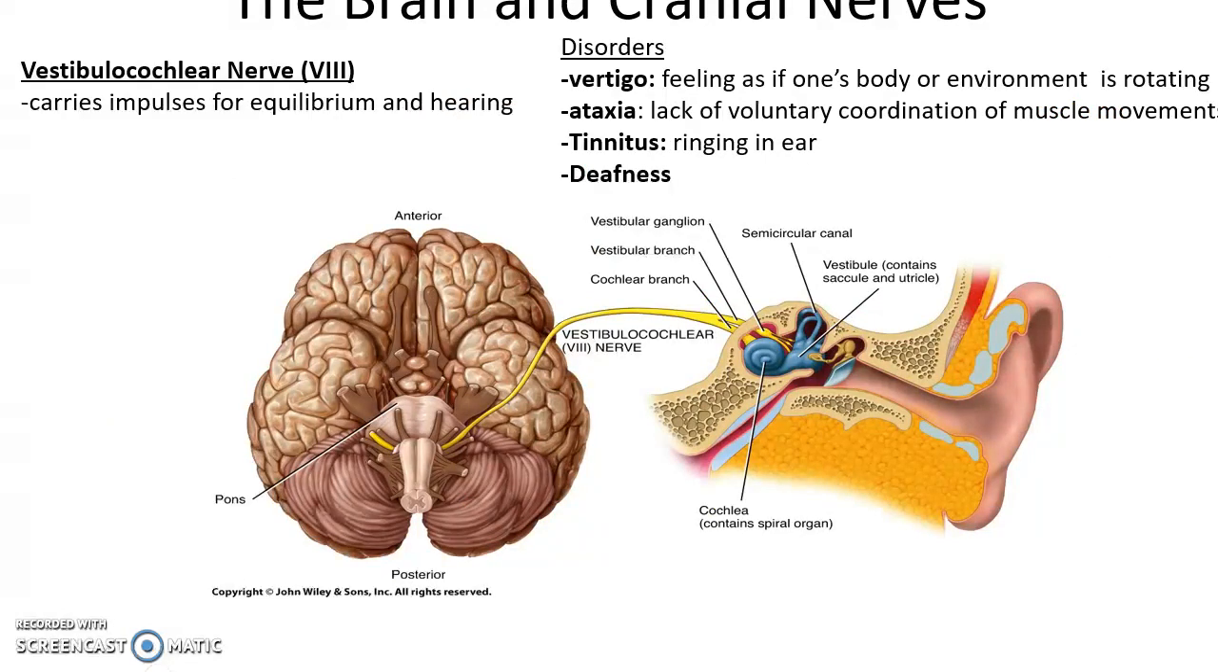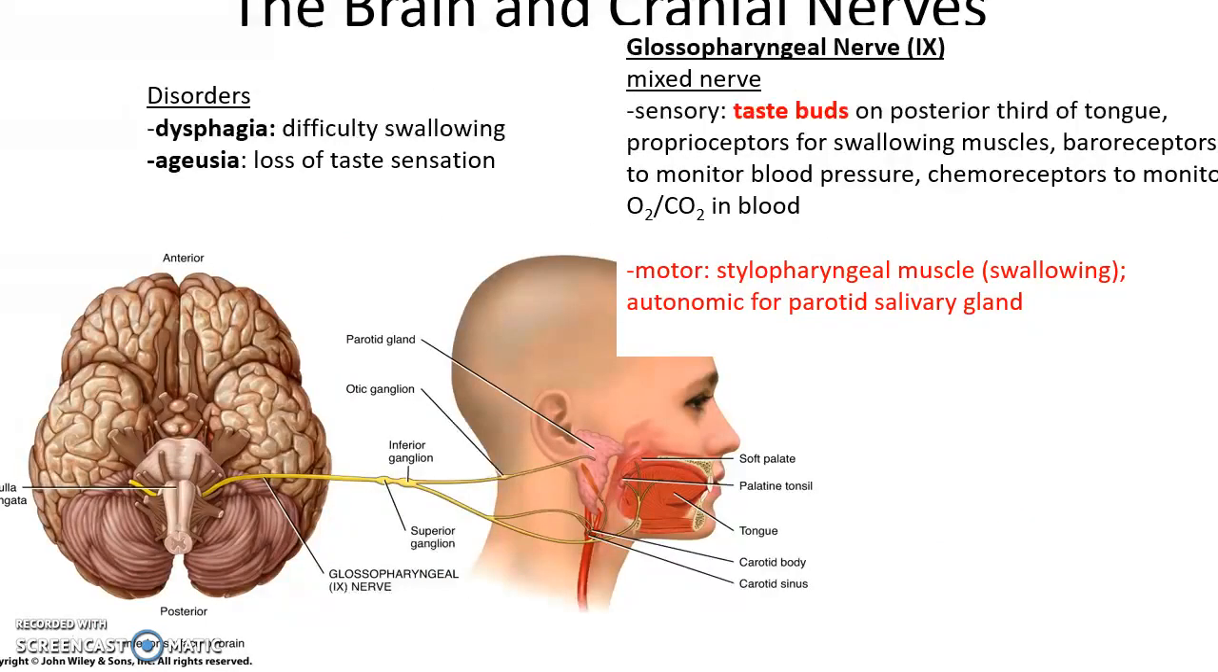Vestibulocochlear nerve is the nerve that carries the input for equilibrium and for hearing. If this nerve is damaged, you can suffer from vertigo, feeling that the body and/or the environment is rotating. Ataxia could also be caused by damage to the transmission of the equilibrium sensations. You have tinnitus, ringing in the ear, or deafness.